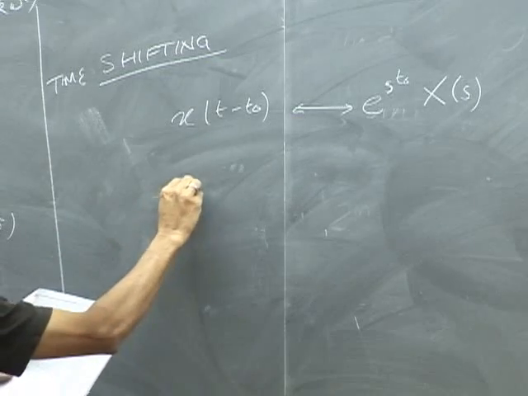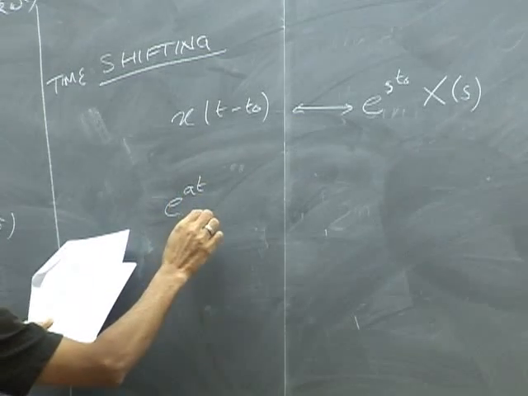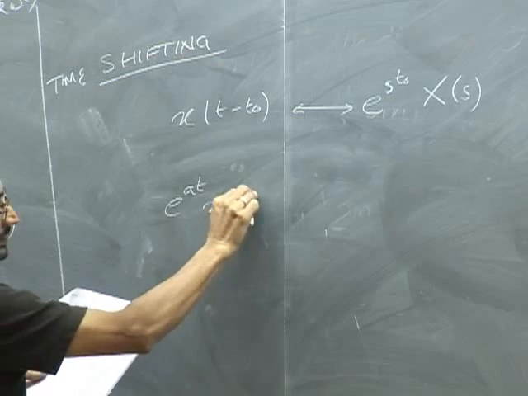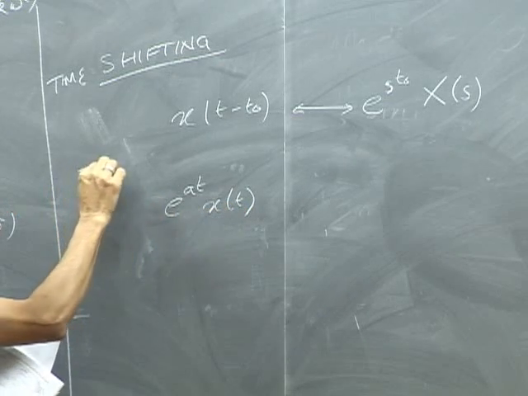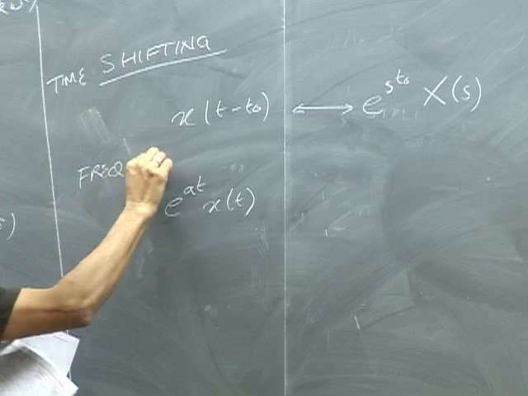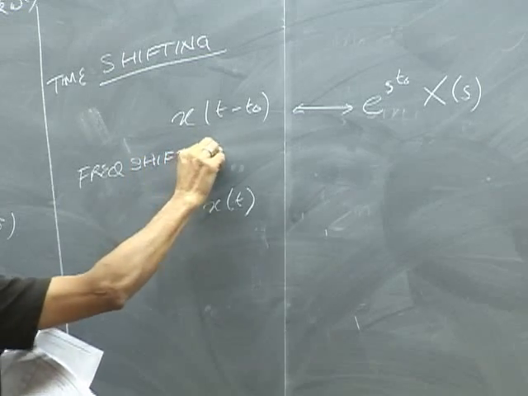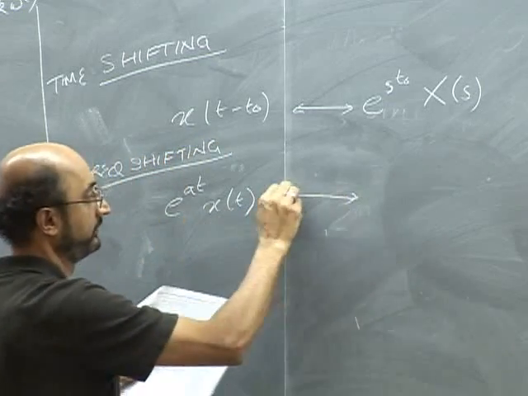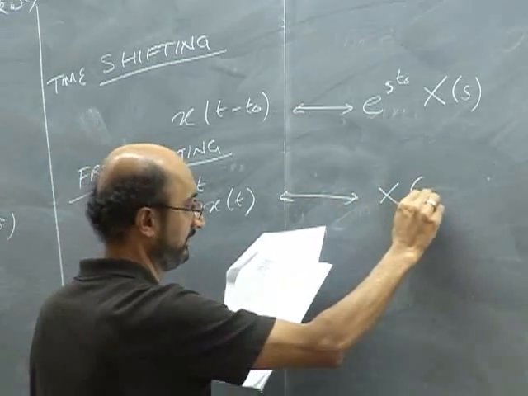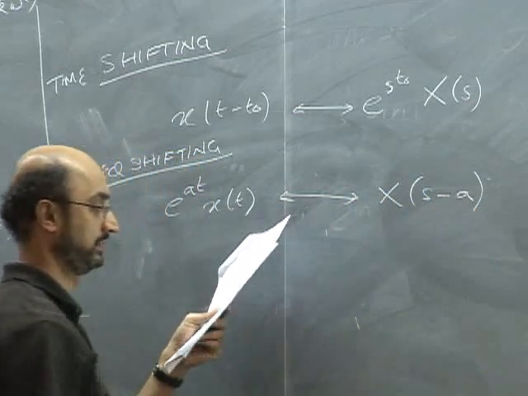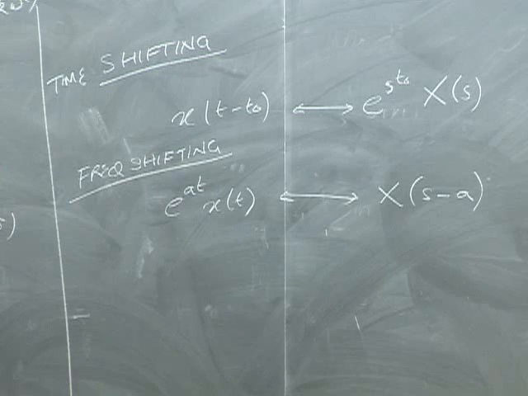We have e to the at x of t, it corresponds to x of s minus a. Okay. Now, in all these, I'm leaving out the region of convergence. The table you have in your notes has the regions of convergence, and so you have to be careful about those. But again, in most practical systems, we don't have to worry too much about the regions.